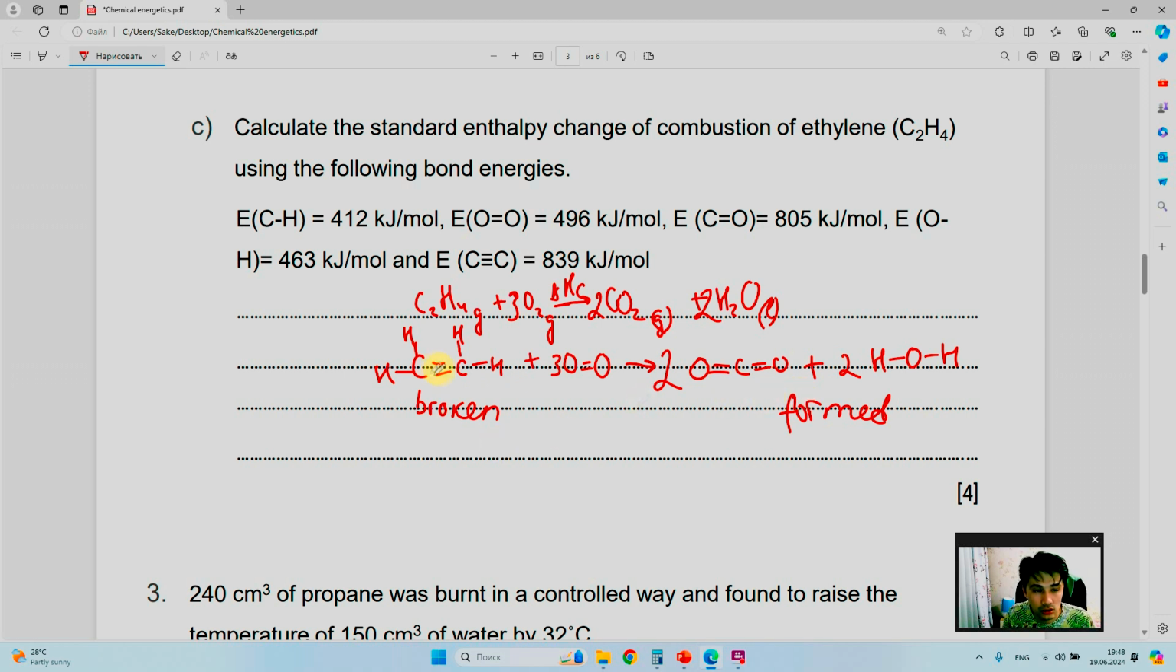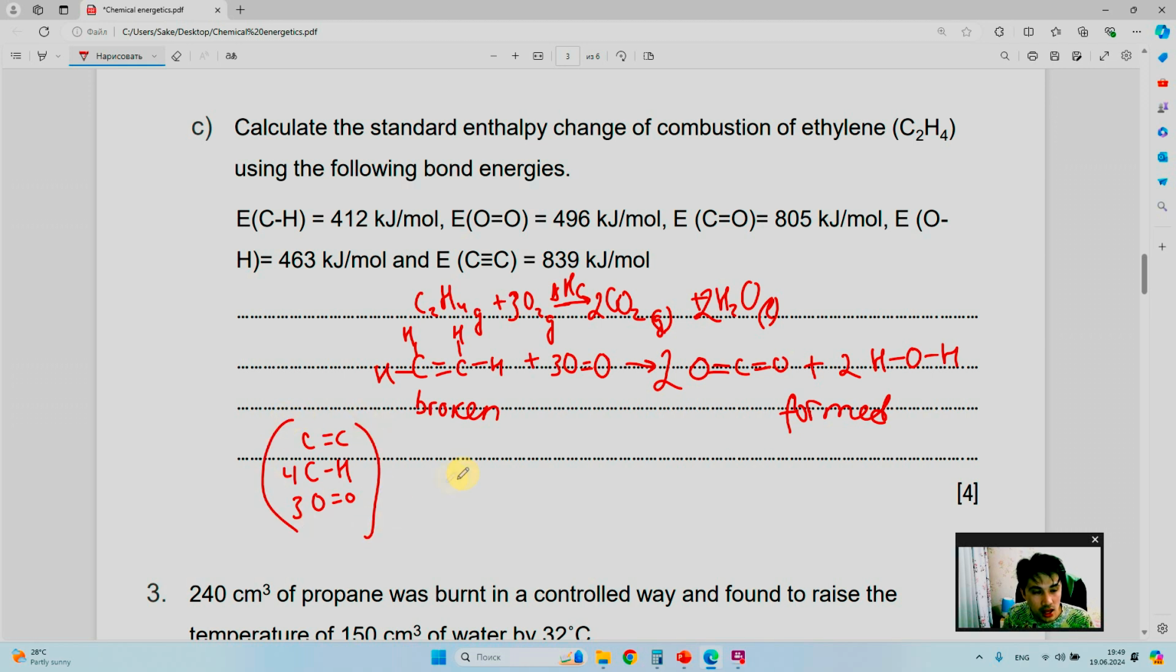So you can look at what type of bonds you have and how many of them you have. So we have 1 carbon-carbon bond, so we need to break 1 carbon-carbon bond. We also have carbon-hydrogen bonds, and we have 1, 2, 3, 4 of them. And we have oxygen double bonds, and we have 3 of them. So all of these values should be taken with a positive sign.